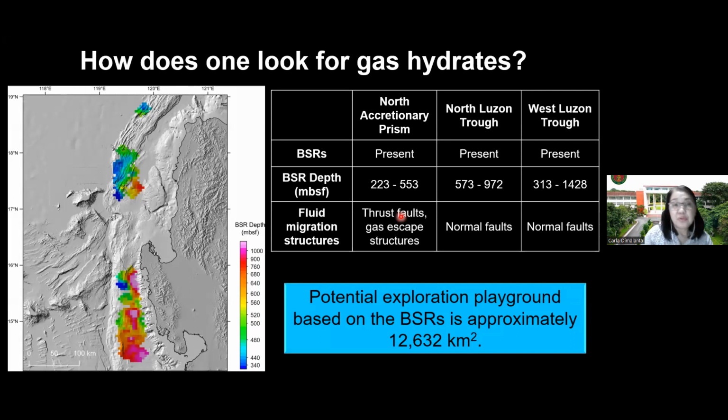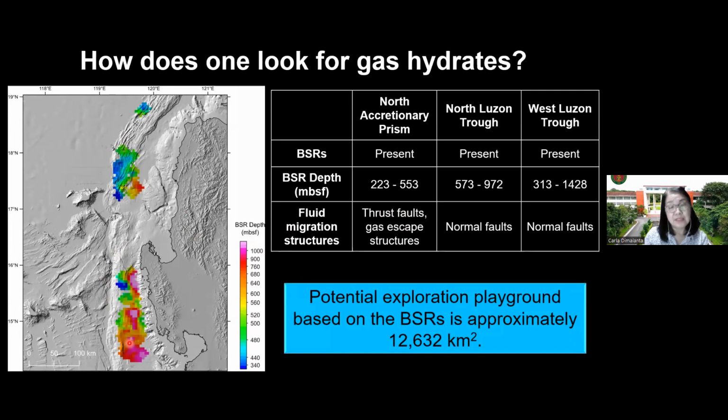As reported in some of the news features that reported our work, based on the area where we reported the BSRs, we think that there's a big exploration playground for those who would potentially do further work to examine and confirm the presence of BSRs. We have more than 12,000 square kilometers of area that we can explore and examine more carefully.